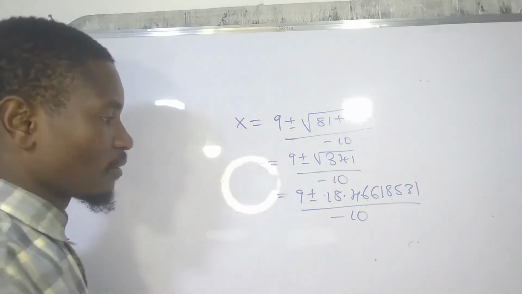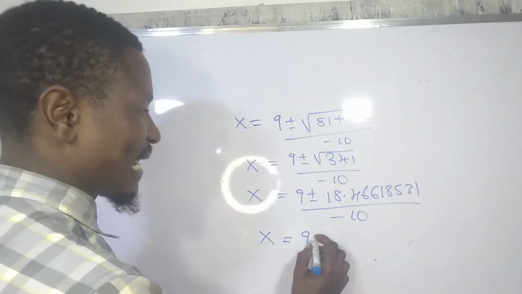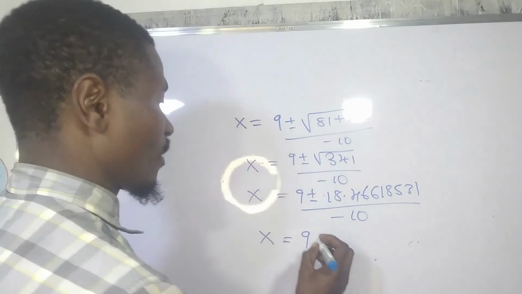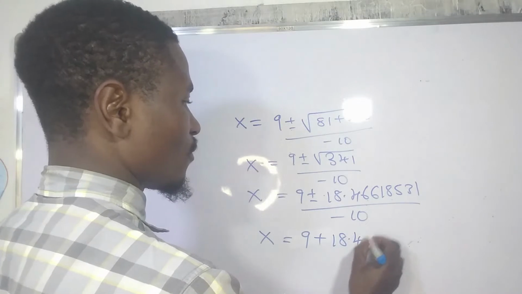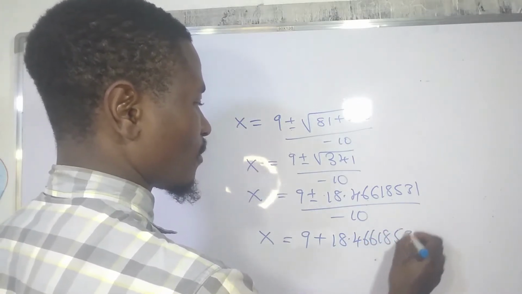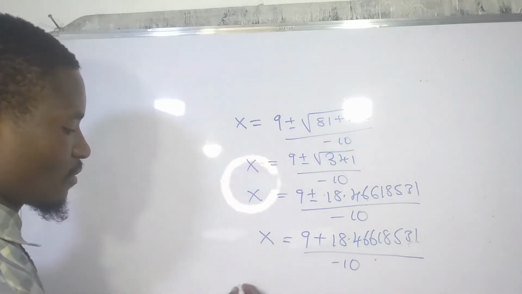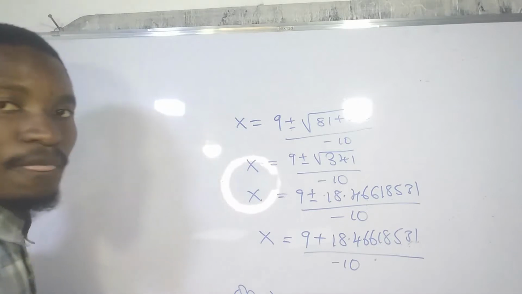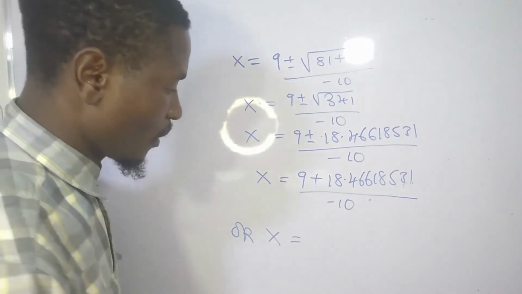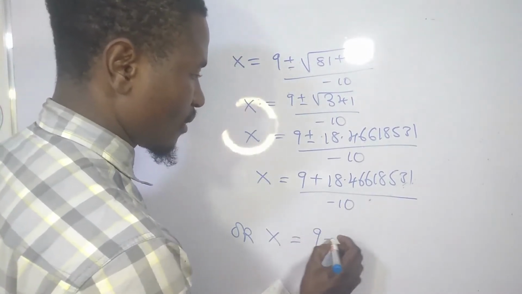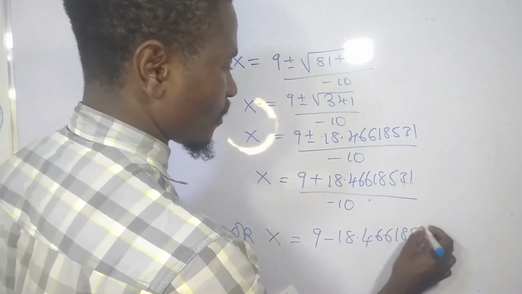Now, this is going to be 9 plus 18.466 divided by negative 10, and that gives you x. Or x is 9 minus 18.466 divided by negative 10.